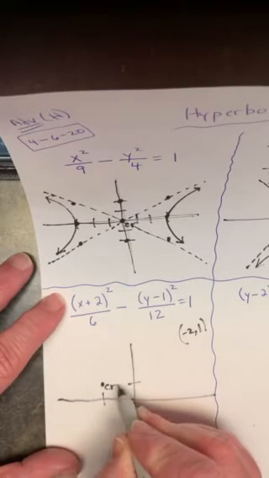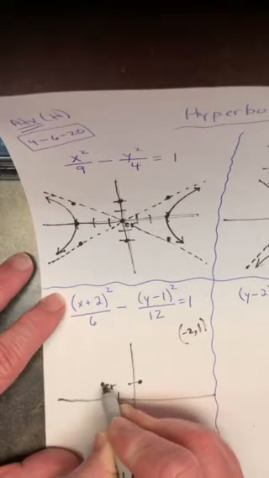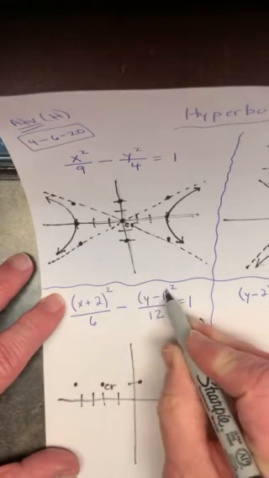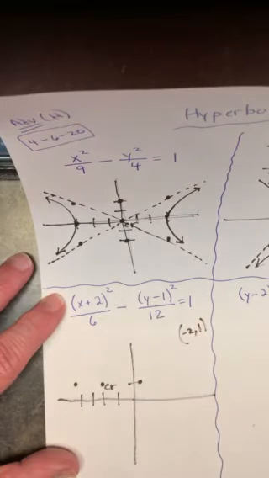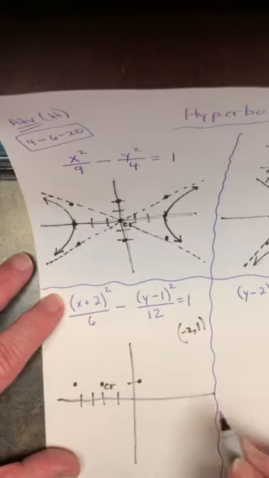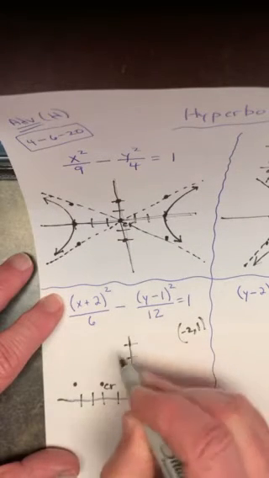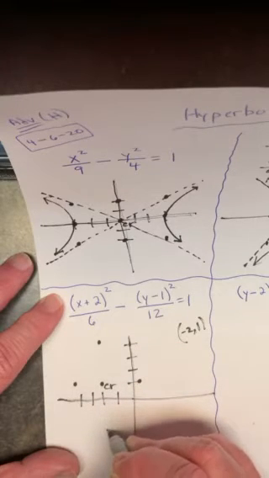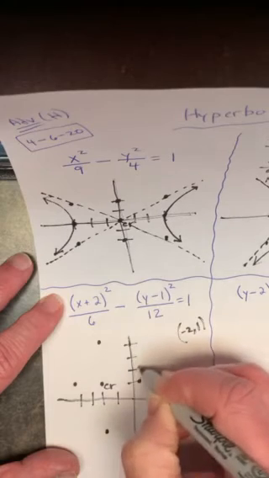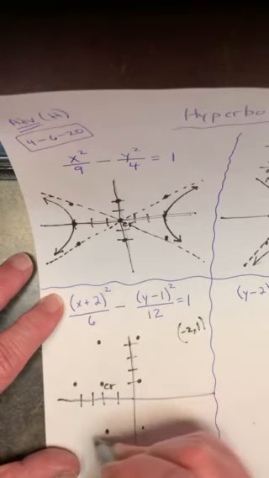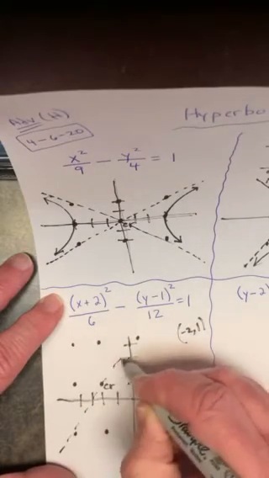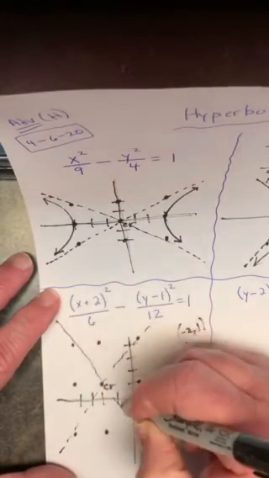So I'm actually going to go right 2.4, left 2.4. The y squared has a 12 under it. I use my calculator. I figure out the square root of 12, and it's 3.5. So I'm going to go up 3.5, down 3.5. And those dots, again, allow me to draw a corner, a corner, a corner, and a corner. An asymptote, and an asymptote.